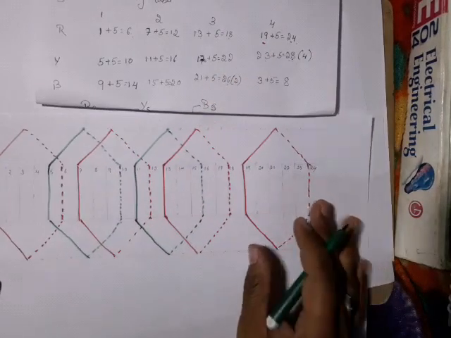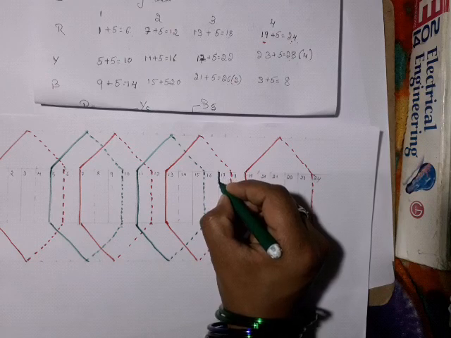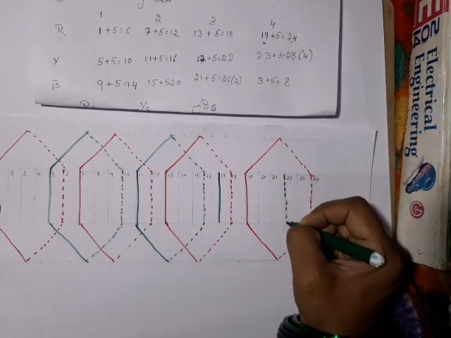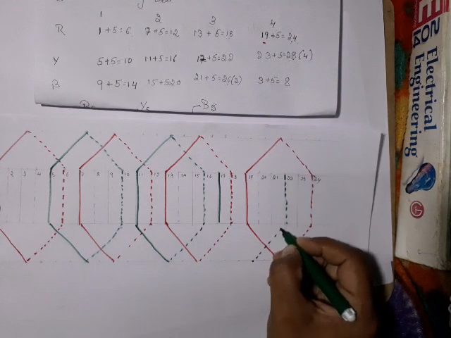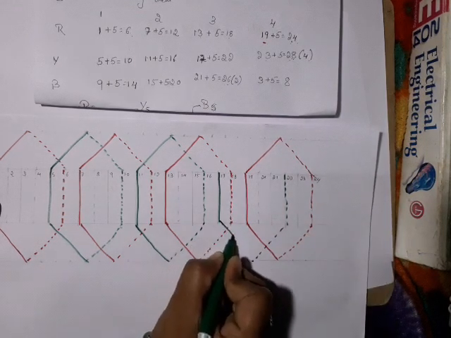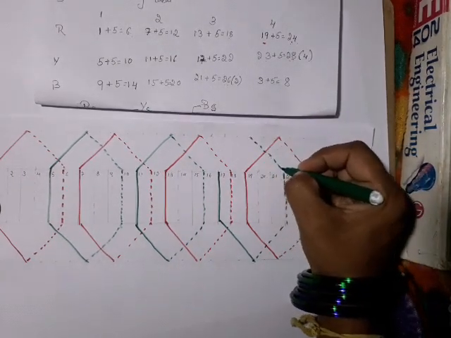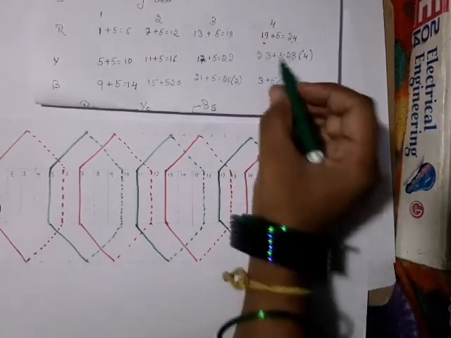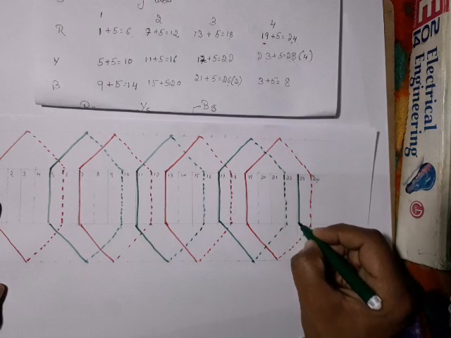And the next one is 17 to 22. 17 we have here, 22 we have here. The middle line, this one. Yep. The last one, 23 connected to 4. So here we have 23.